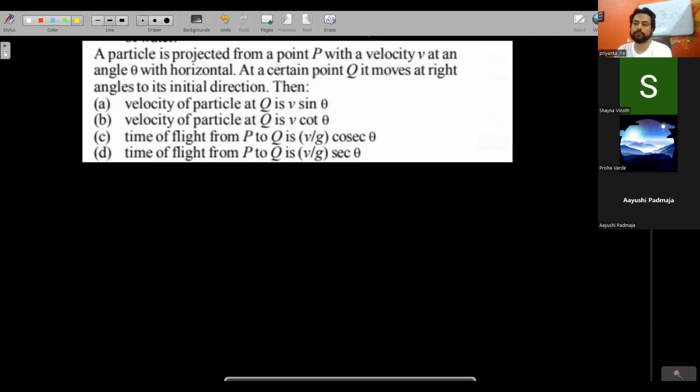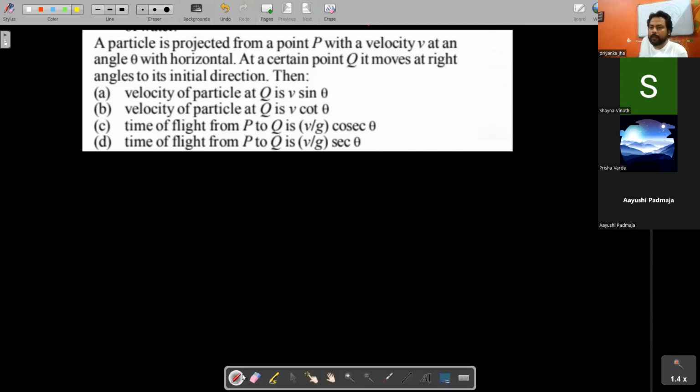Sir, tell me, is it A? Because at Q, the velocity is vertical, which is the vertical component, V sine theta. No, madam. It will take time now. Just take some time. I'm giving you 5 minutes. Think.